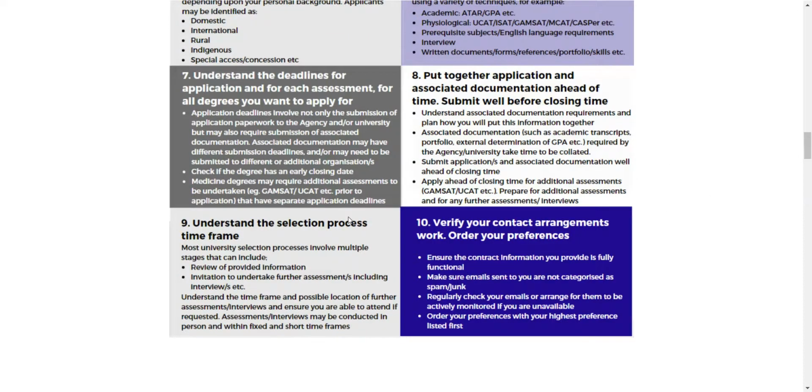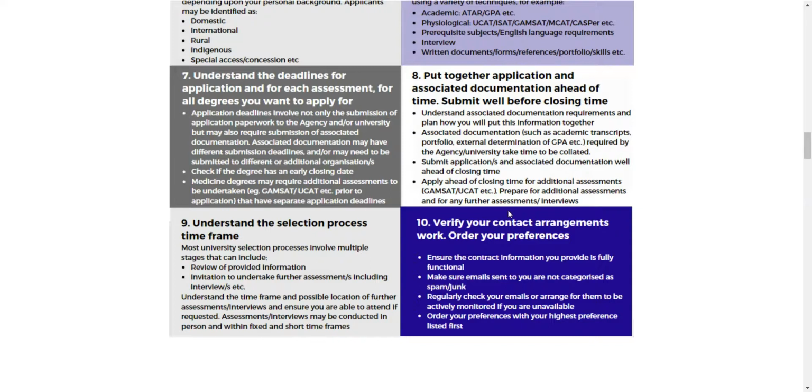Finally, understand the selection process time frame. The university selection process goes through a number of stages, as I went through before. Make sure that you understand exactly the time frame when the information is required to be provided, but also likelihoods of when further assessments such as interviews are due to take place, and make sure that you're available to attend as requested. And finally, make sure you verify your contact arrangements and order your preferences when you actually put your application information in place.